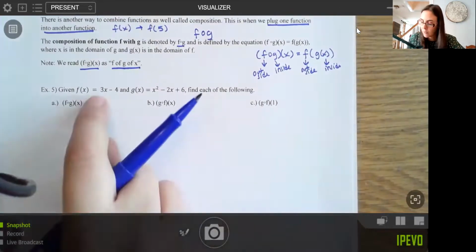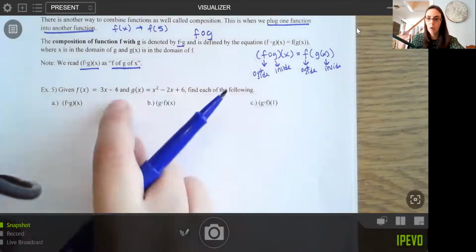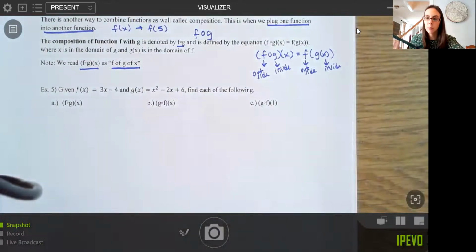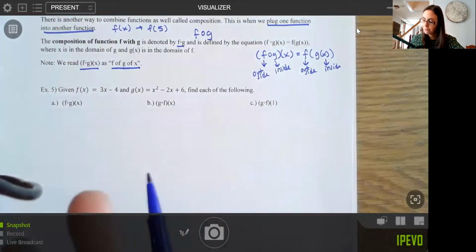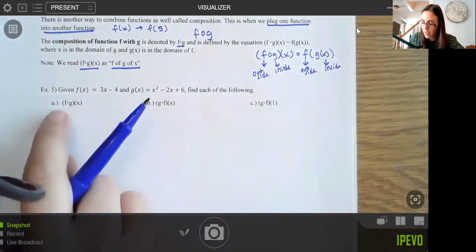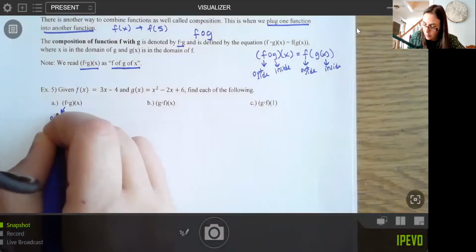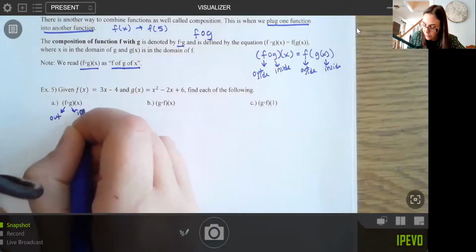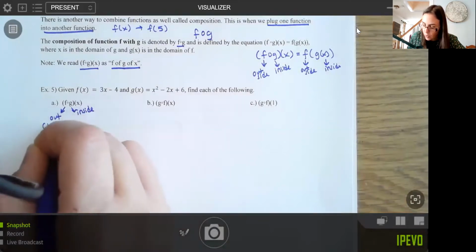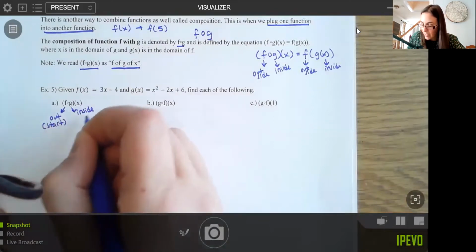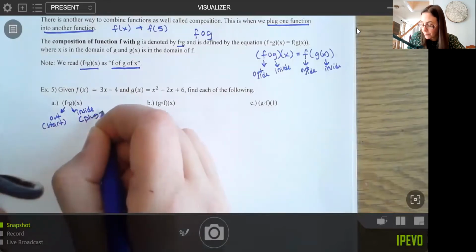So I'm going to use a linear function and a quadratic here, but again, you could see all types of functions, including your roots and your cubes and your absolute values and so on. And we're going to find the compositions. So here we're doing f of g of x. So f is the outside function and g is the inside function. The outside function is what you're going to start with, and the inside function is what you plug in.